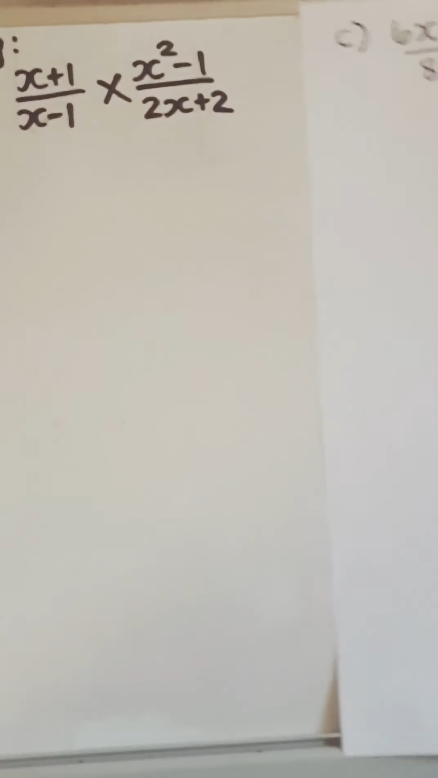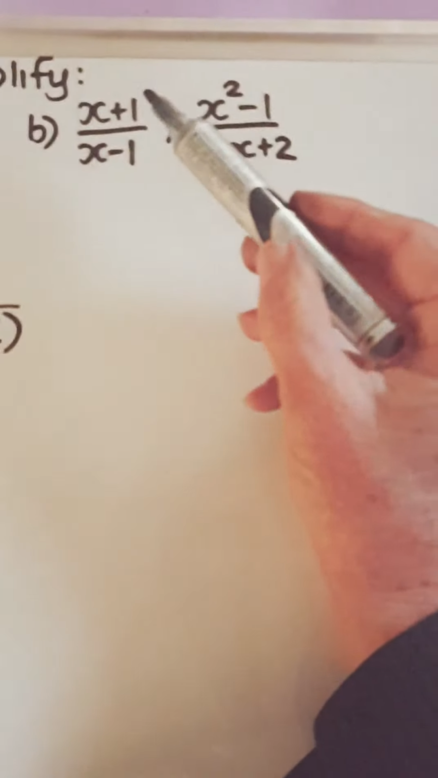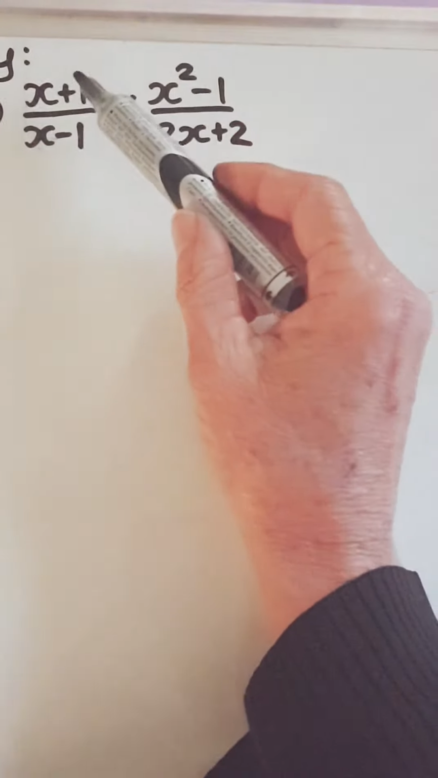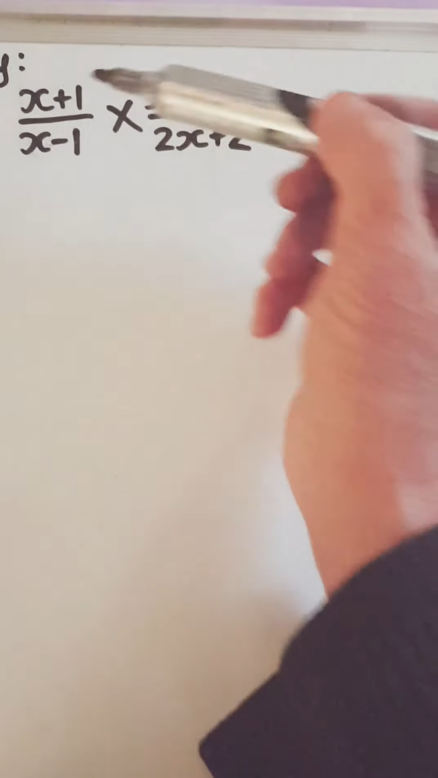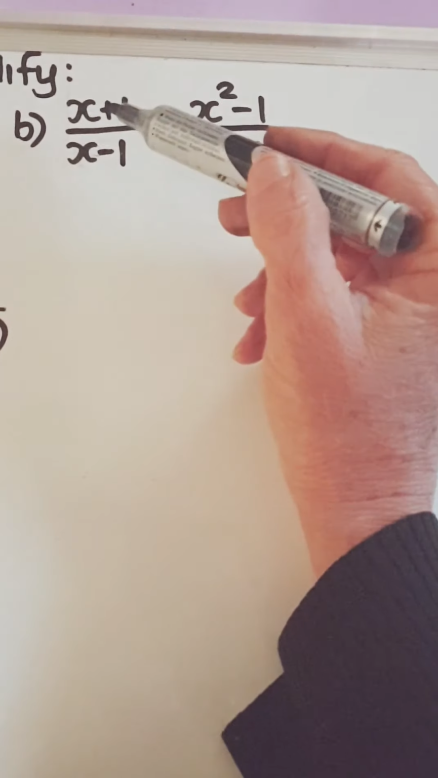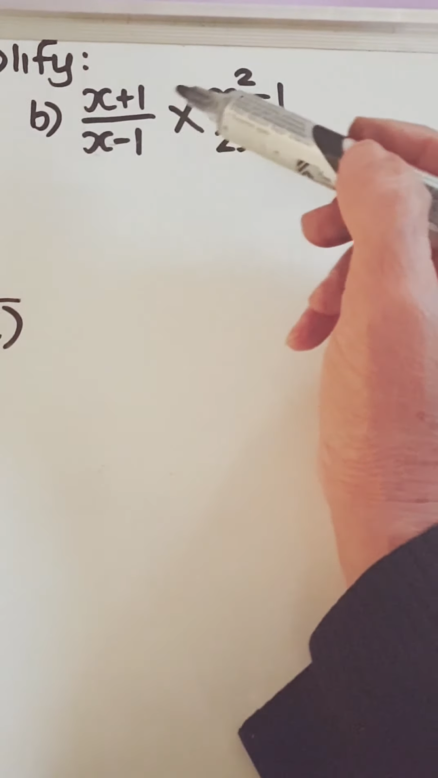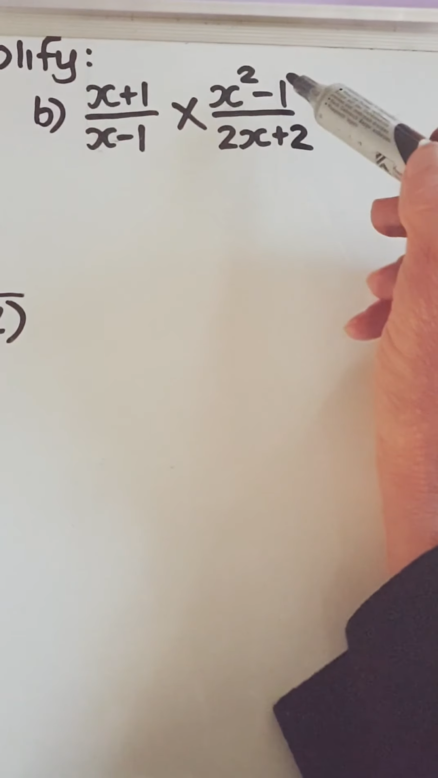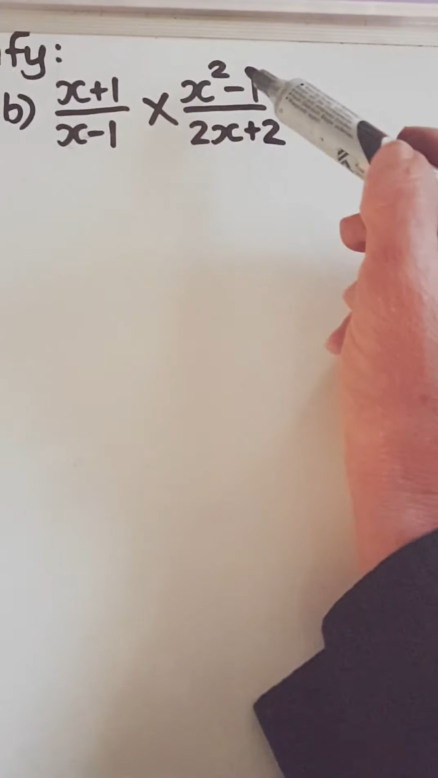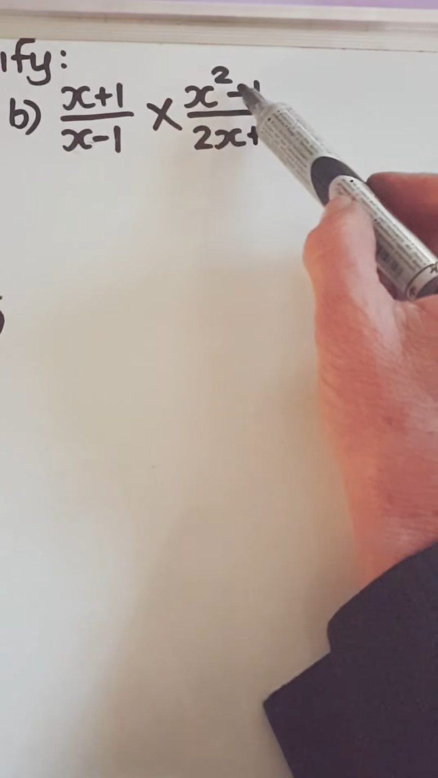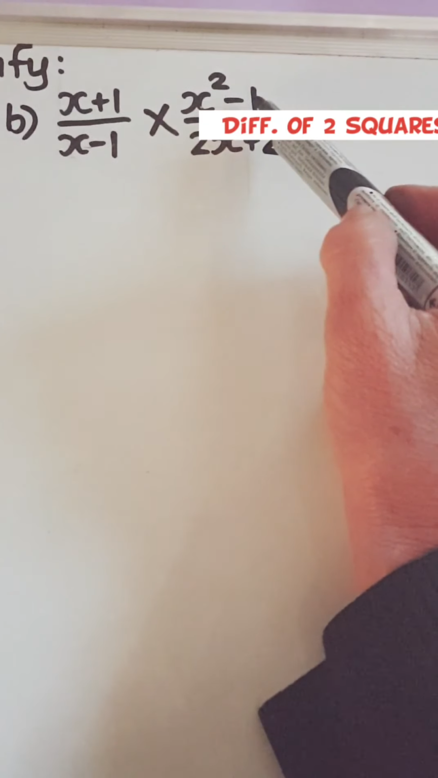So let's look at the second example here. Again, now I'm multiplying. I'm multiplying this fraction with this fraction. So if I look at the first fraction, can you see it's simplified? You cannot do anything there. But if I look at the second fraction, and guys, you must spot this. There's a square number minus a square number, which means it's a difference between squares.